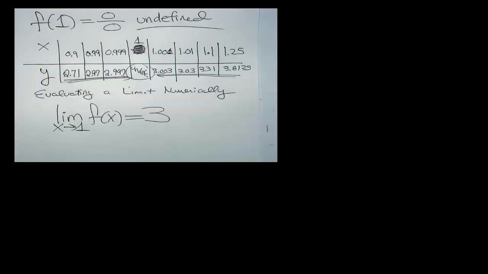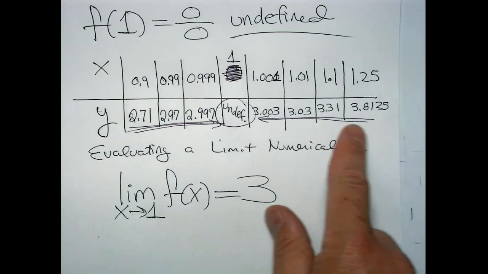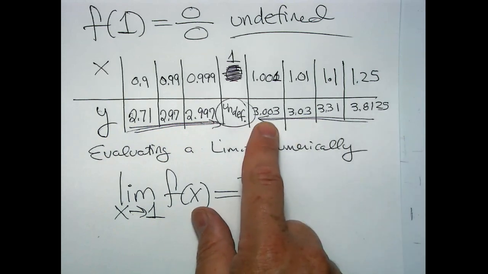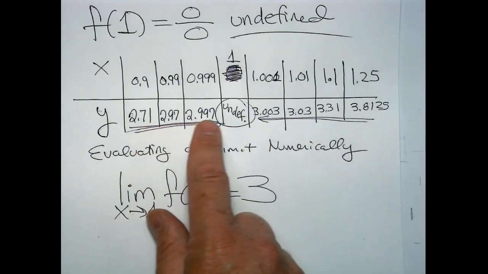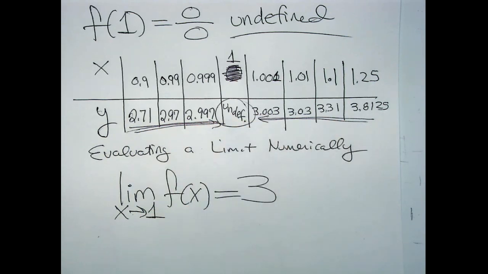Now, on that particular table, if you looked at the table and this increased to 3, and let's say this decreased and it looks like it was headed to 5. Coming at it from the left goes to 3. Coming at it from the right goes to 5. Sorry, those aren't in agreement. And I would have to say the limit does not exist.